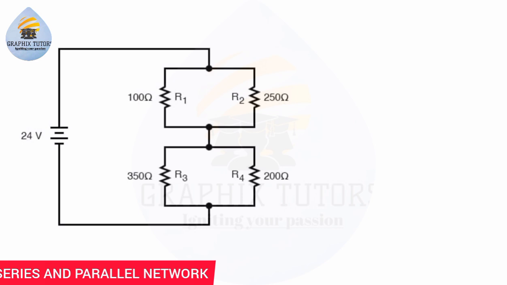In this video, we are to calculate the equivalent resistance and also look for the total current in this circuit. Now, if you look closely, you discover that this circuit has one voltage source, which is 24 volts, and it has four resistors, which are 100 ohms for R1, R2 250 ohms, R3 350 ohms, R4 200 ohms.